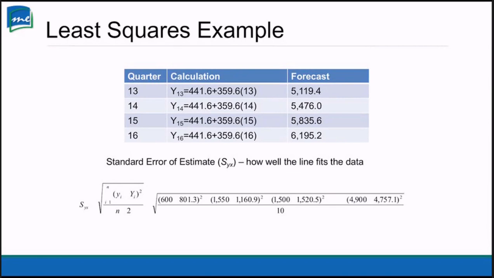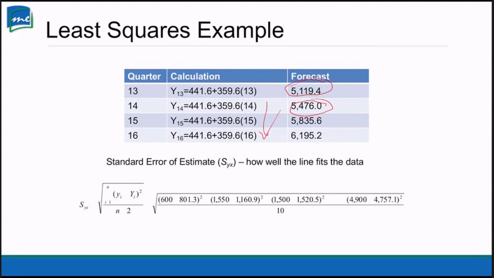forecast the sales for quarter 13 to quarter 16. So we just insert 13 as the x value for quarter 13, and we obtain the sales forecast for quarter 13. And in the same way, we just use a different x value to forecast the different time periods. So this is how we use the formulas to obtain the regression line formula, and then to make forecasting.